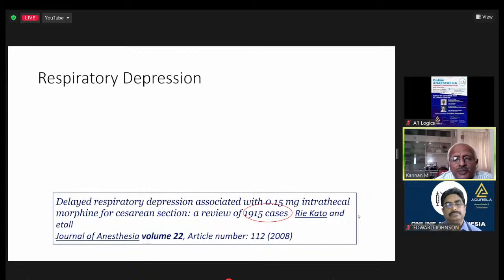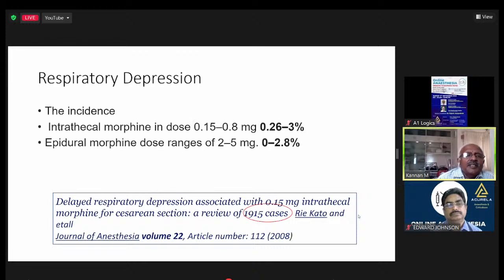Around 2008, a landmark study was published. In this, around 1,915 patients were examined for the incidence of respiratory depression. They found that when we use intrathecal morphine at a dose of 0.15 to 0.8 milligrams, that is 150 to 800 micrograms, the incidence of respiratory depression is only around 0.26 to 3%. And in most cases, it starts with bradypnea. At this time, we catch the patient immediately with ventilation and other supports, and we can save the patient from total apnea.